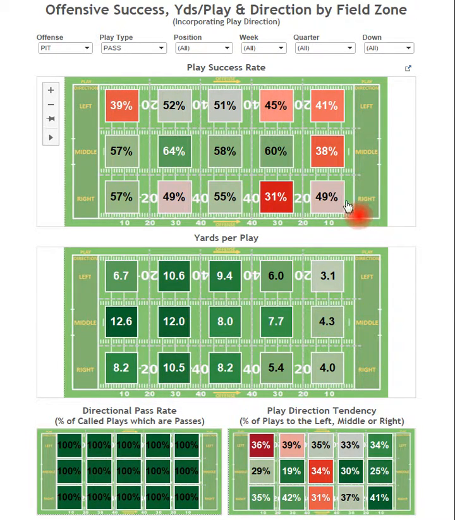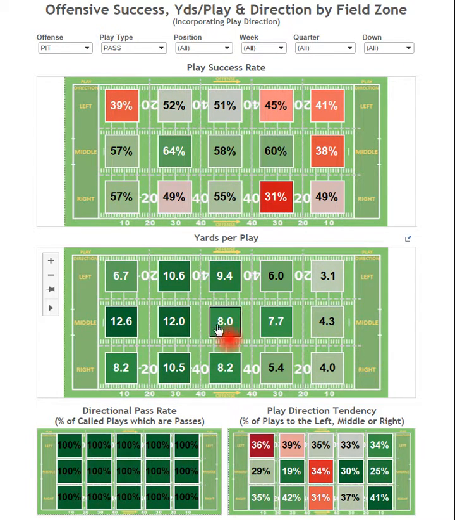Down towards the right is when Ben is passing the ball to the right. He is more successful in the red zone passing to the right than he is passing to the left by a large margin, or passing to the middle of the field. So that's how you look at that table up there.